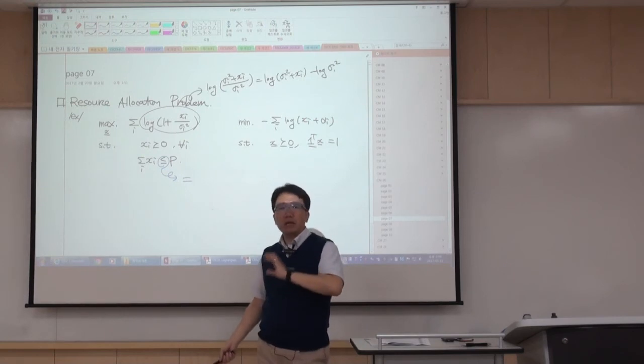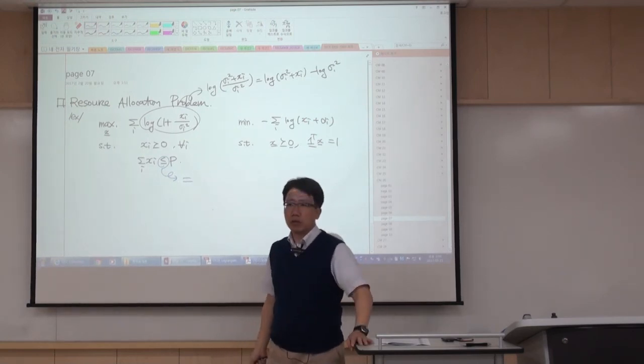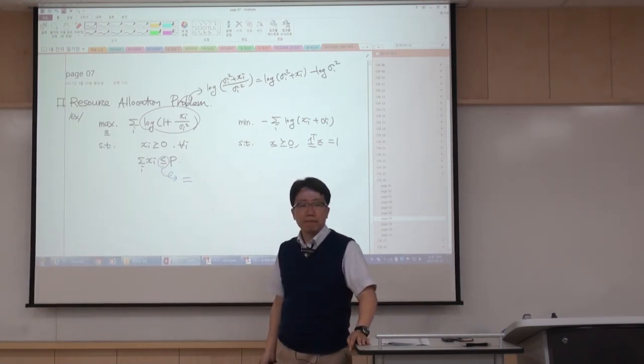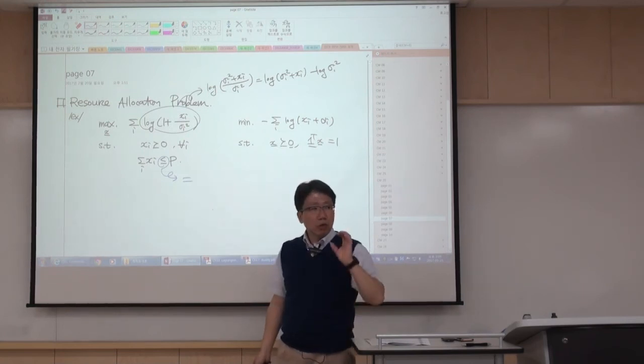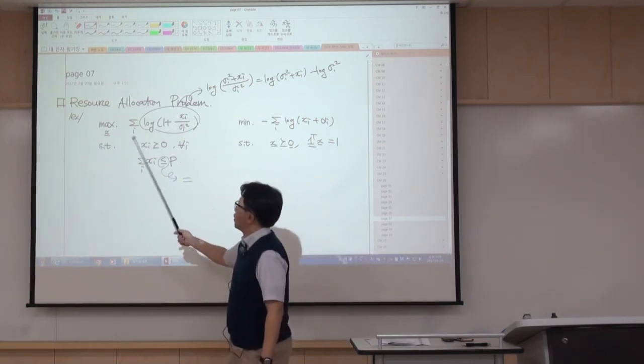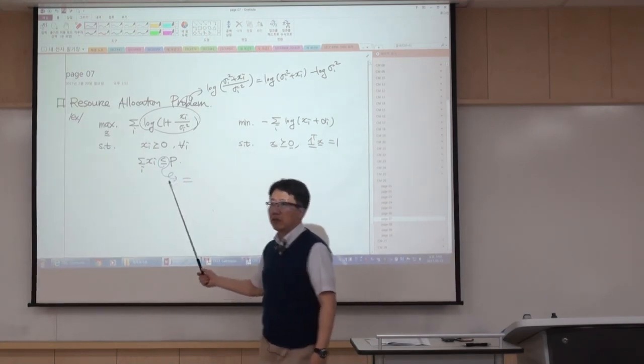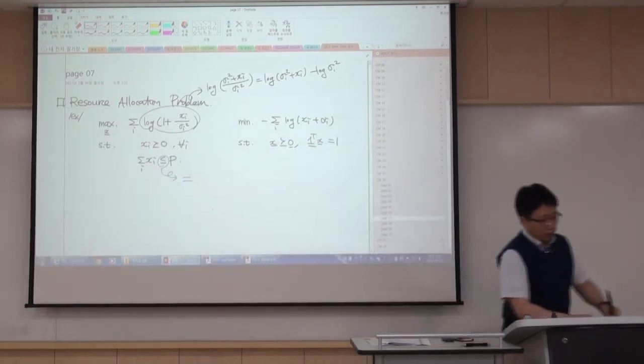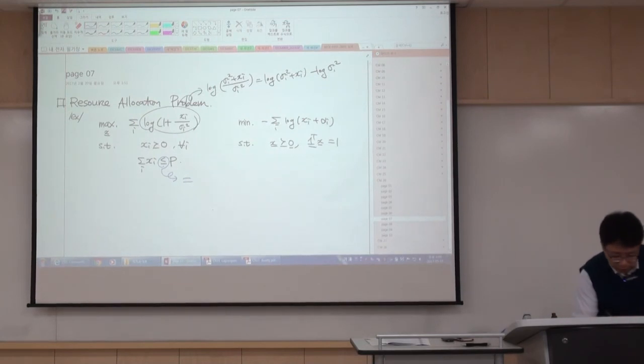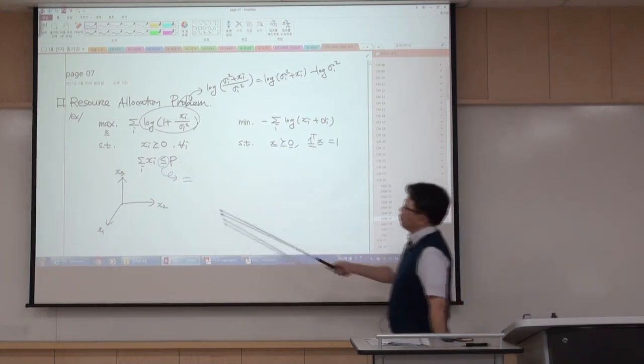There are many resource allocation problems, and most of them have a constraint like this. Got it? Now let's draw this one in three-dimensional space. x1, x2, x3. Now, what does this mean?